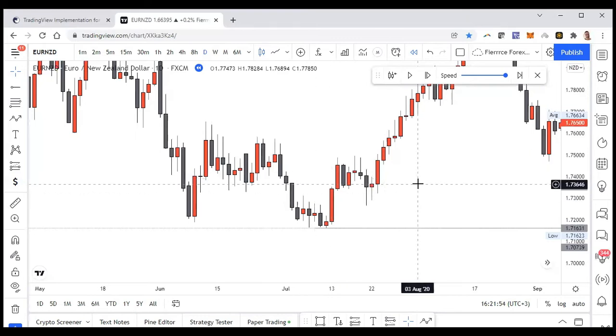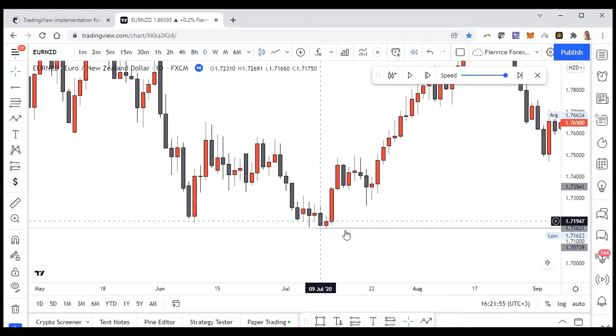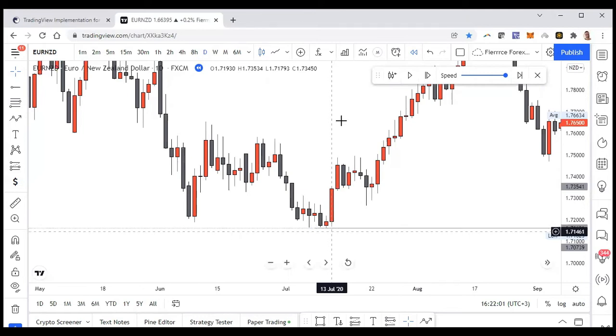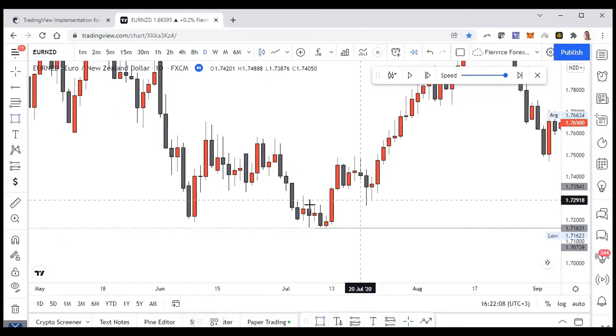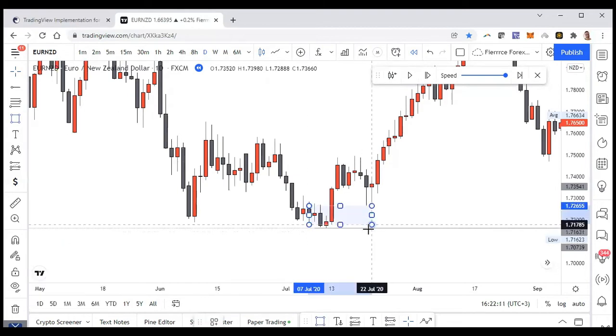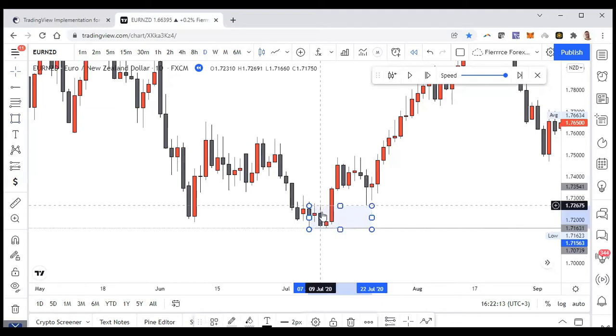So what is a supply and demand zone? In this case, we have a demand zone. A demand zone here would be the last down candle before the move up. So what is the last down candle? If I take my rectangle tool, it would be this. This would be the last down candle before the push up.